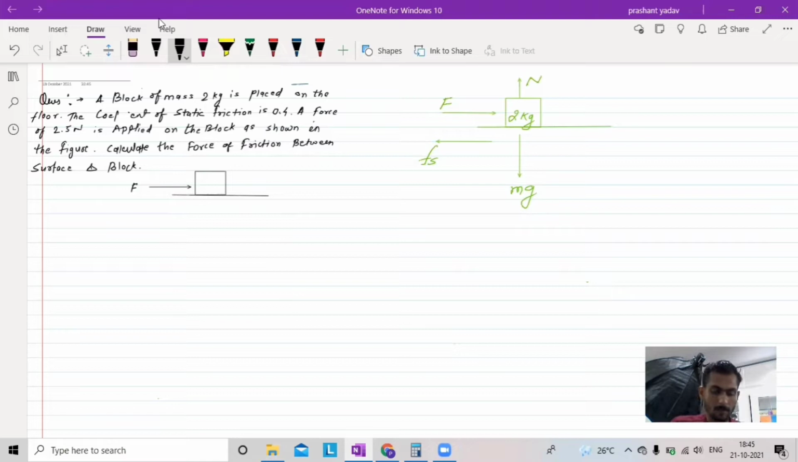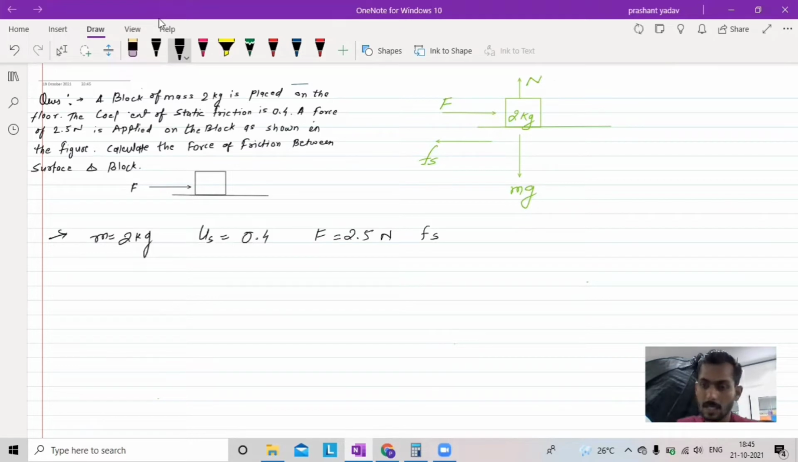So one block is placed over the surface and we are applying some amount of force, and the question is asking to find out the frictional force generated just because of that applied force between this block and the surface. So let us first write the values. Value of mass is 2 kg. The coefficient of static friction is 0.4. The value of applied force is 2.5 Newton. And we need to find Fs.